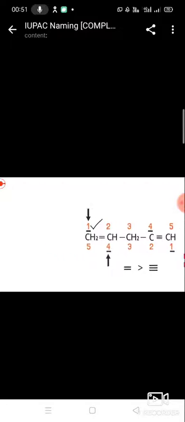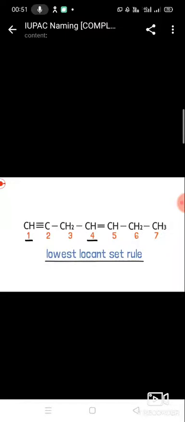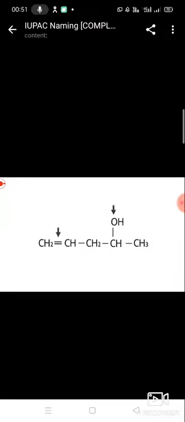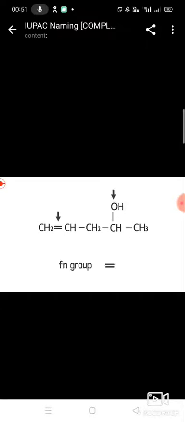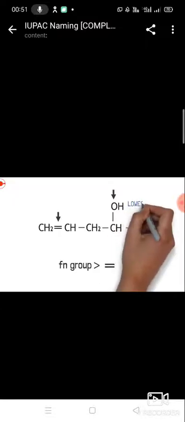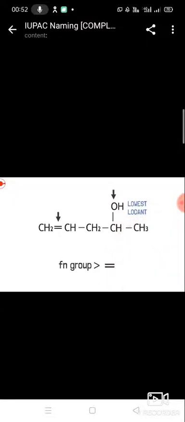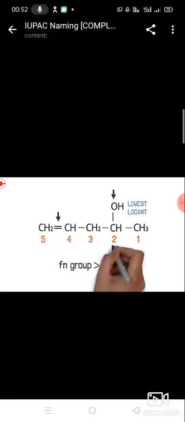In the next case, double bond is present in the fourth carbon atom, triple bond is present in first carbon atom. Here functional group we have to give importance over the double bond. So functional group is present in which carbon atom? Second carbon atom. So functional group should get the lowest locant number. Second carbon atom, third, fourth carbon atom, what is present? Double bond is present. Which double bond? Ene.